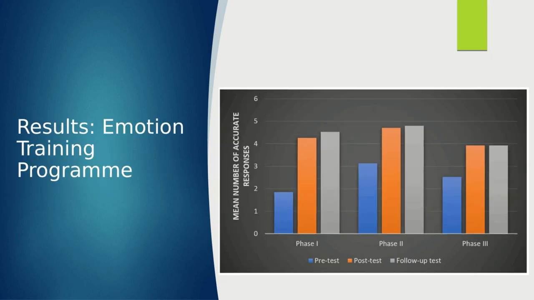And for the emotion recognition and expression training program, the participant emotion recognition skills increased by 40% after receiving the 4 training sessions. And their emotion expression skills increased by 26.8%. And the results obtained from recognizing the appropriate emotion from social context show 23.3% increase in the participants' performance.